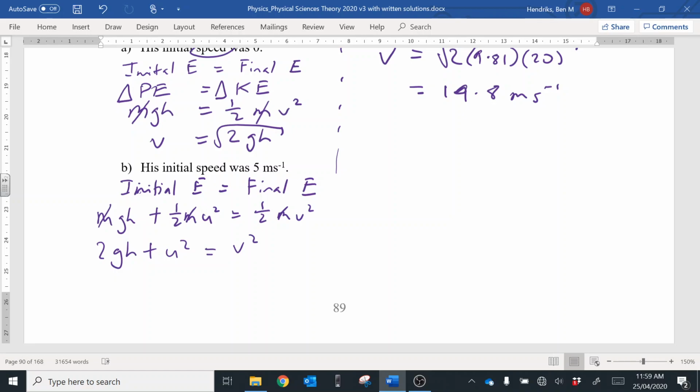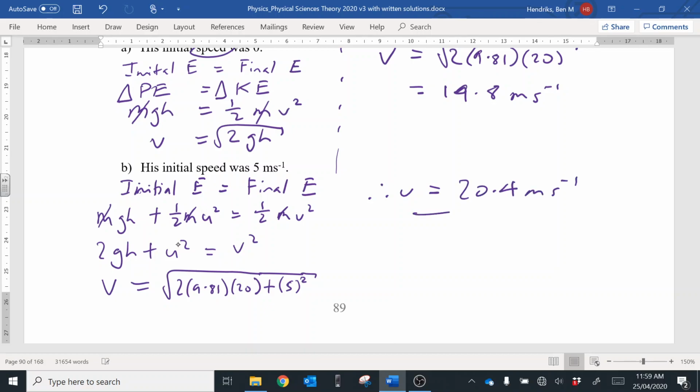We can substitute the numbers in, so v is going to be equal to the square root of 2 times 9.81 times 20, like we had above, plus 5 squared in there. And therefore v, our final velocity, is going to be equal to 20.4 meters per second.